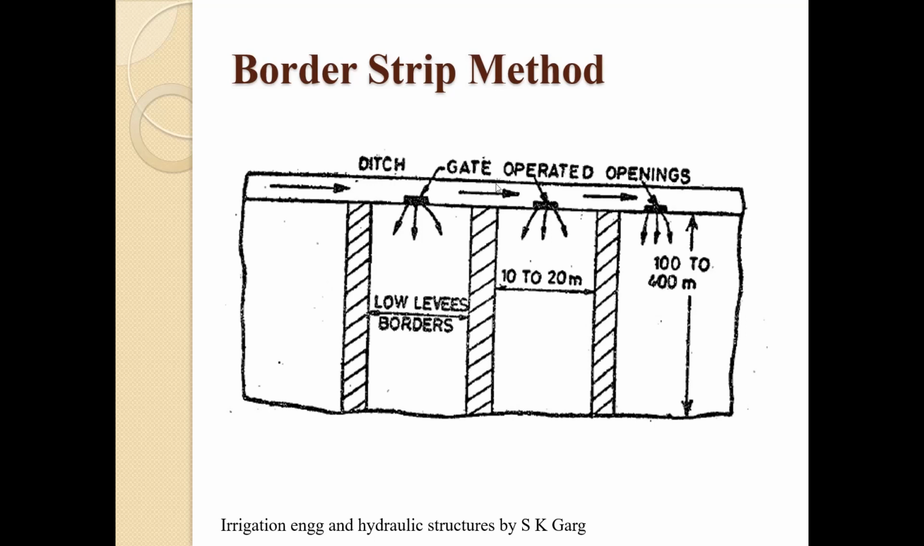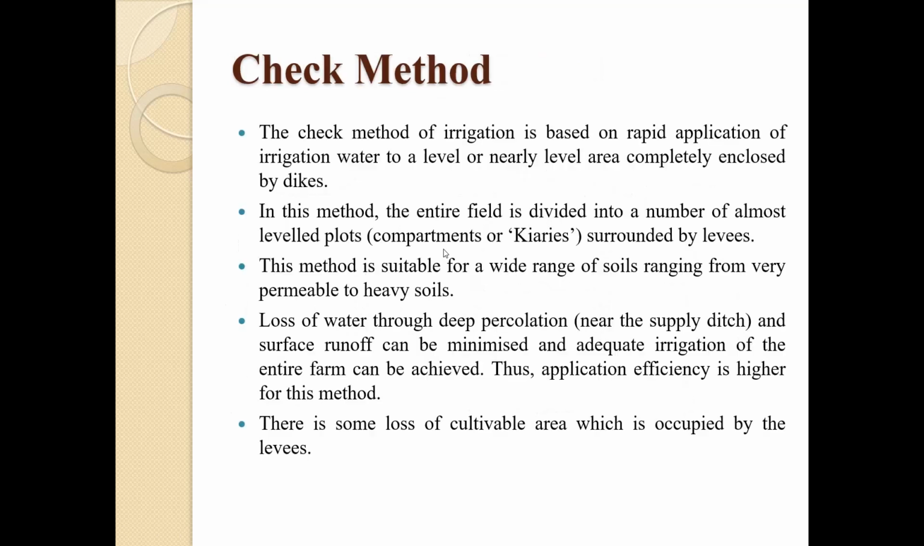So here you can see, as earlier, we have these gates for water intake, and the farm is divided into strips by these levees, so that we have more control than the earlier method, that is free flow.